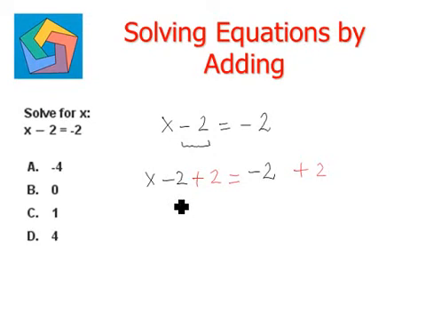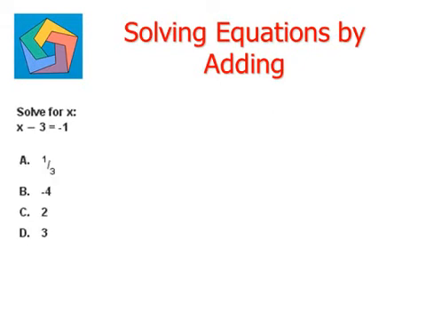Now when we club this negative 2 and positive 2, this becomes 0, and this negative 2 plus 2 also becomes 0. So the value of x in the given equation is nothing but 0, which matches option B. Let's look at another example.